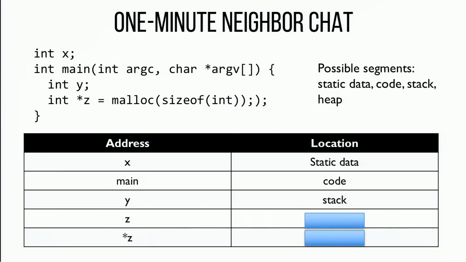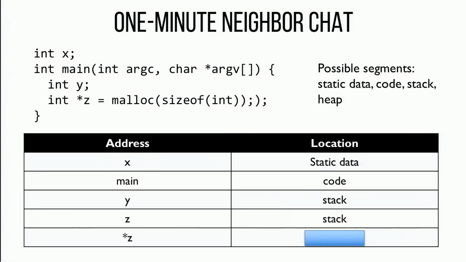Z, what is Z? Z is also a local variable allocated on the stack. But that local variable that's been allocated, it's a container. It's a pointer to something else. But Z itself is absolutely allocated on the stack for main. It's a local variable of main.